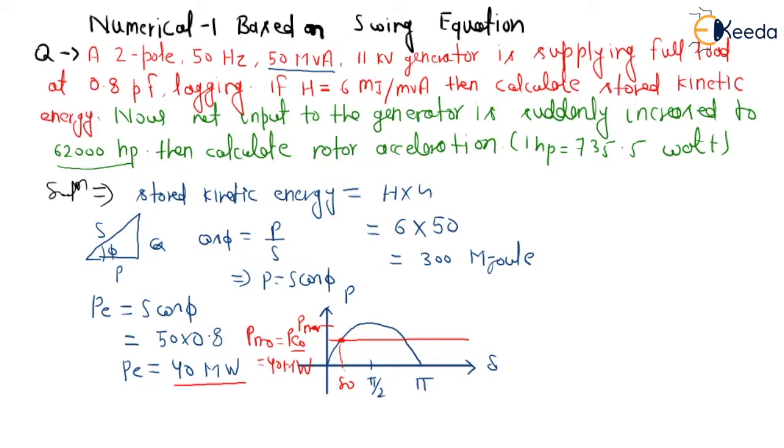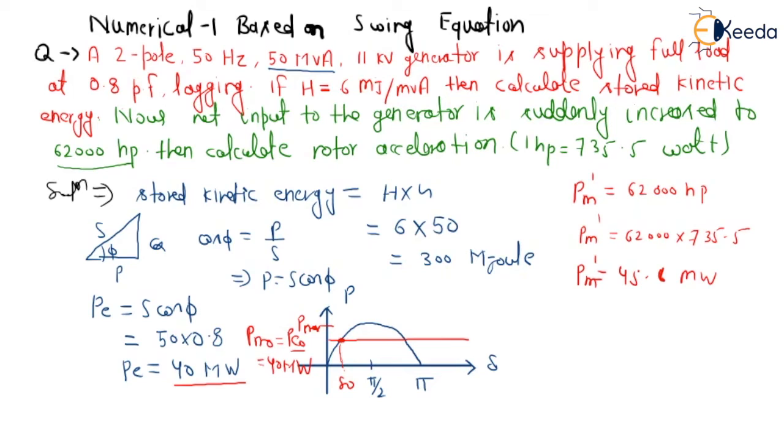So what will happen when it is suddenly increased to 62,000 HP? The mechanical input PM dash has been changed to 62,000 HP, and PM dash we know is 62,000 into 735.5, and that is coming out to be 45.6 megawatt. So this will become PM dash.